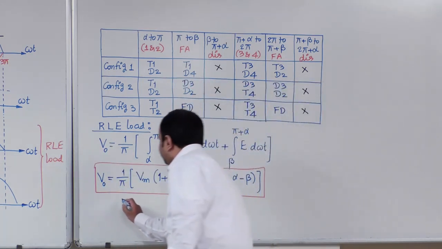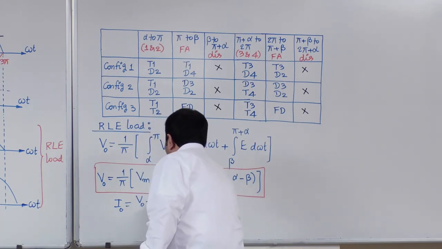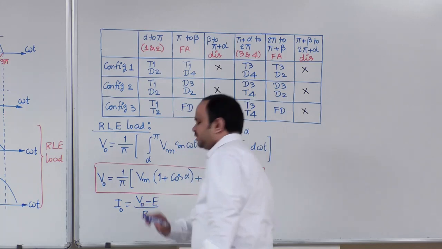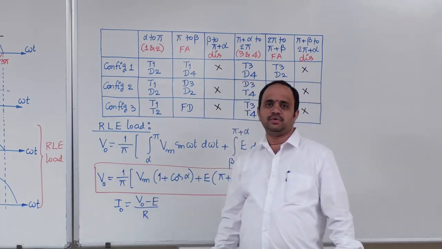What is the expression for average output current? That is V naught minus E divided by R. This is the expression for RLE load.